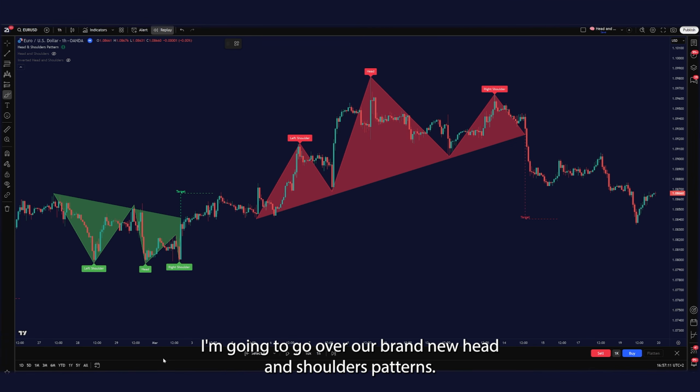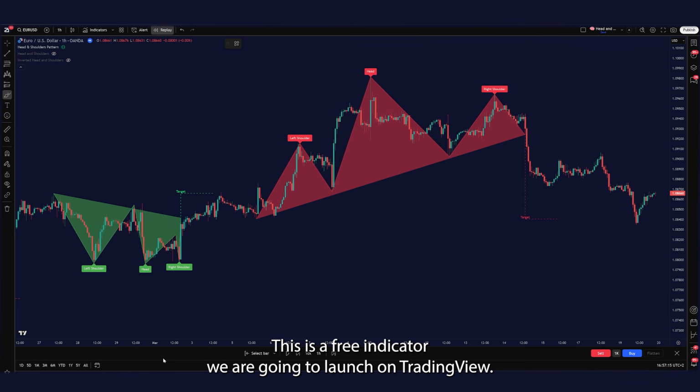And today I'm gonna go over our brand new head and shoulders patterns. This is a free indicator we are going to launch on TradingView, and it's one of the most popular reversal patterns in trading history. It has been around for decades.